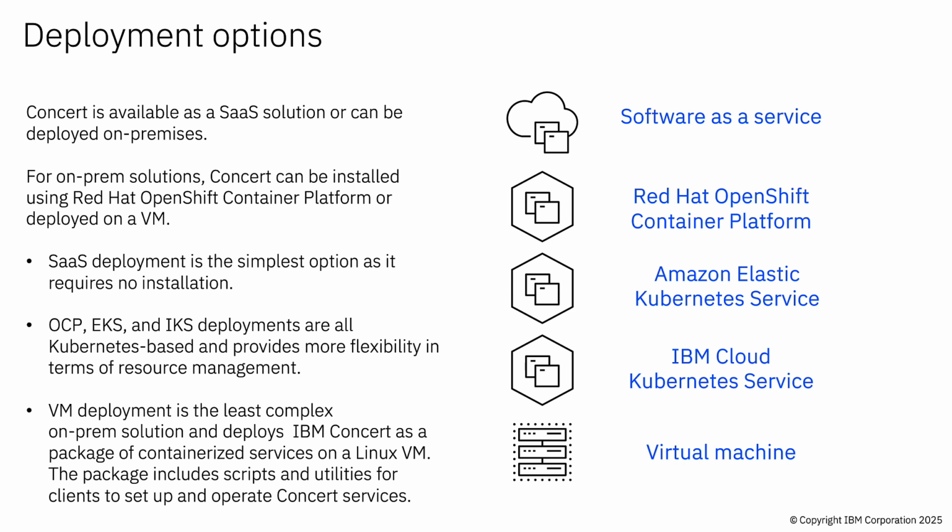The SaaS option will be the simplest, as it does not require any installation, and watsonx comes pre-provisioned. OCP, EKS, and IKS deployments are all based on Kubernetes and require a more involved installation process. Put simply, more tools are required to install Concert, manage users, and ingest data. However, once set up, these options provide a containerized solution with more flexible resource management systems and access control.